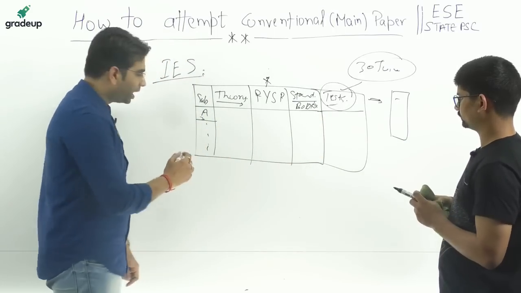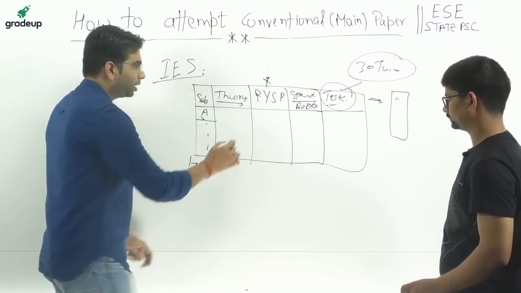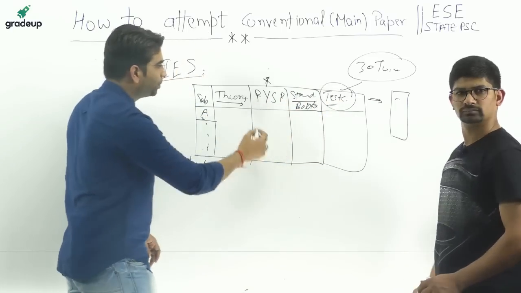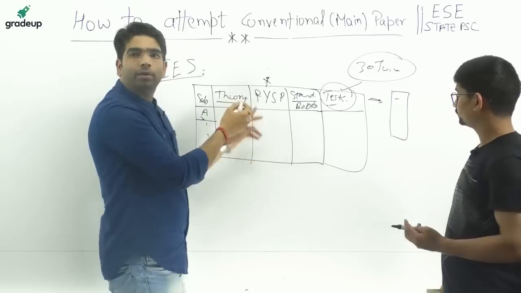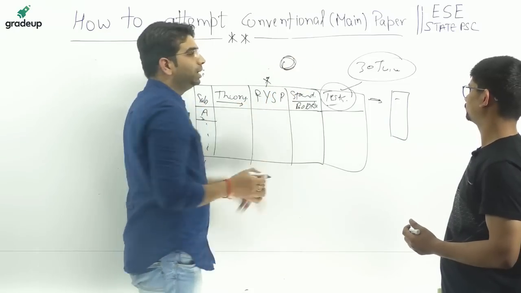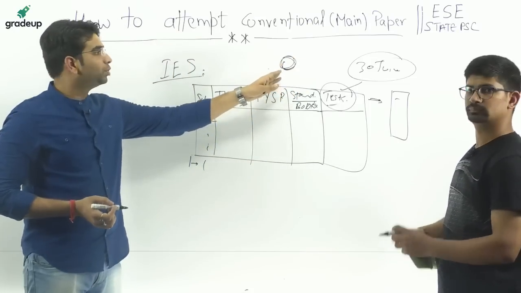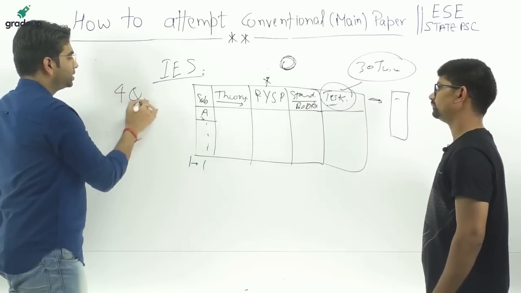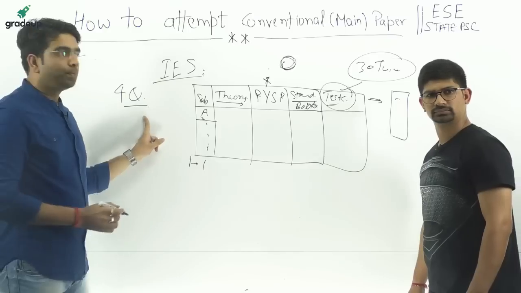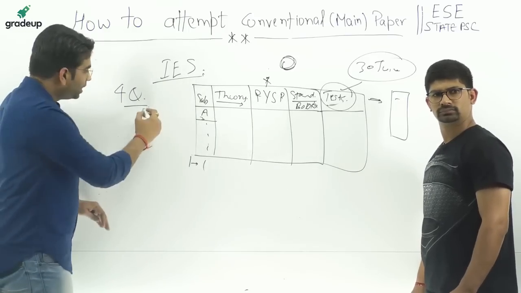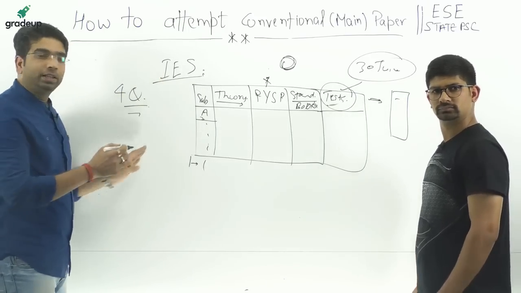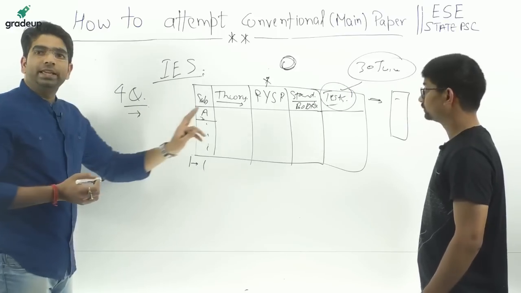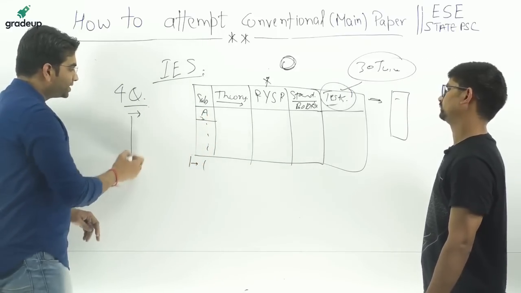And in the last 1 month, club some of this: revise your test papers and the questions you have marked in the theory booklets, the questions which are marked good, solve those. And one thing, 4 questions per day in an A4 size sheet. Try to practice in full length. Full length means write the way you want to write in ESE.